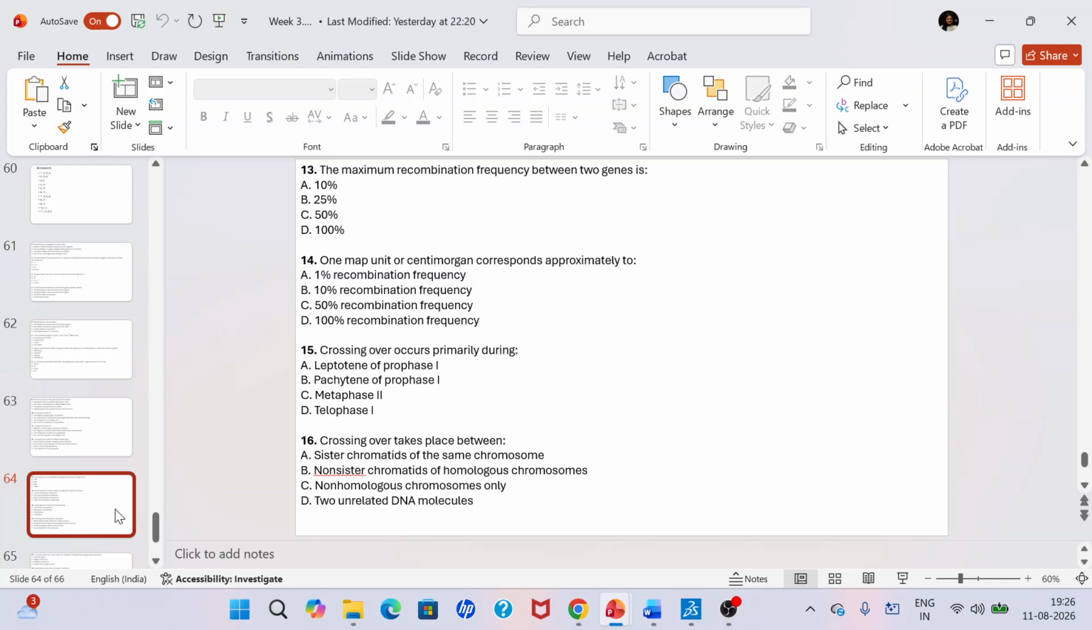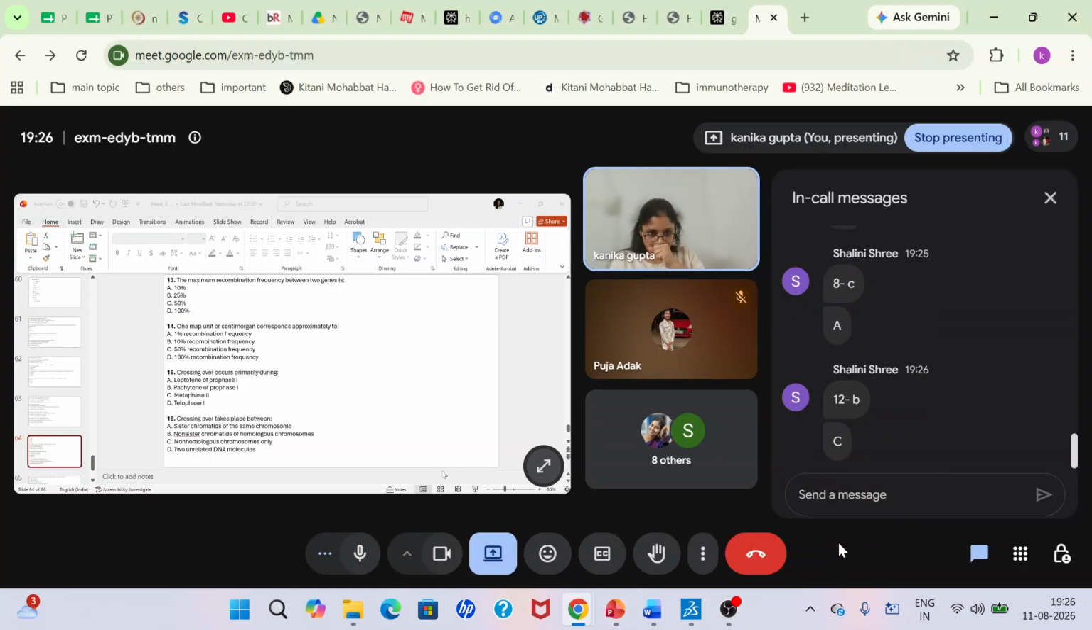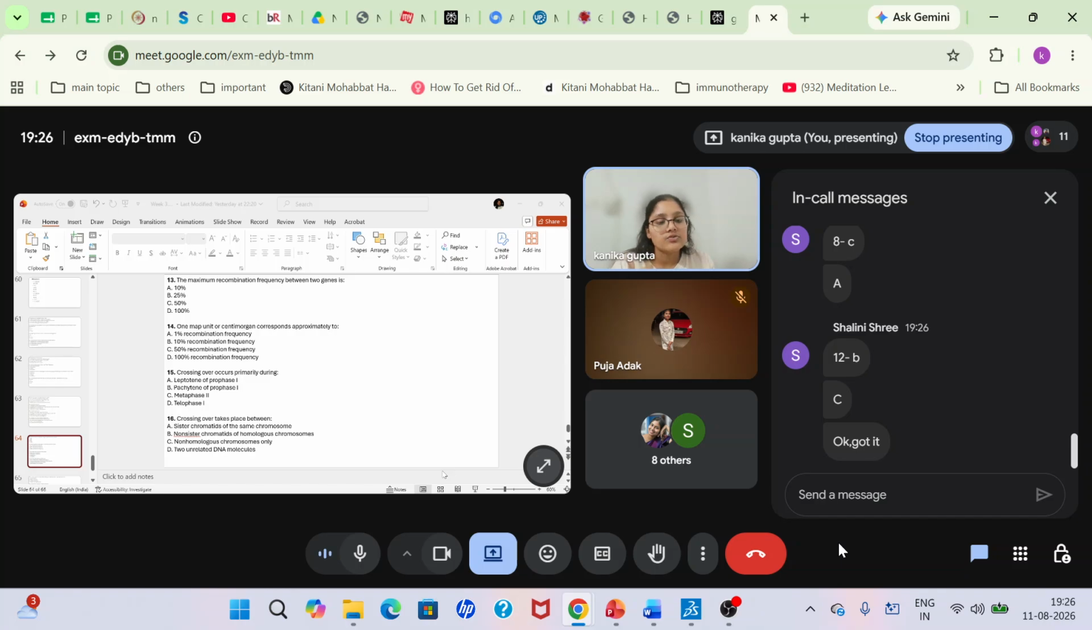Okay, so the maximum recombination frequency between two genes is, what could be the maximum recombination frequency between two genes? No, it is 25%, because if 50% recombination frequency is there, then it won't be linked. Okay, so I think the question basically wanted to ask, for linkage, what should be the maximum recombination frequency between two genes.